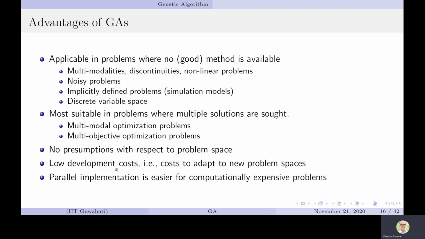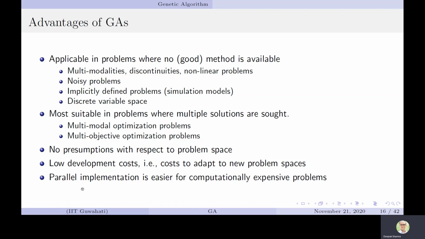Second, there is a low development cost. For example, we develop a genetic algorithm and we are now solving a problem from the mechanical engineering domain. Tomorrow, I want to use the same algorithm for a civil engineering or energy related problem. In this case, I can directly use it, because I just have to change the objective function, constraints and variable bounds, and I don't have to change anything in GA, and it will work and can give us a good solution.